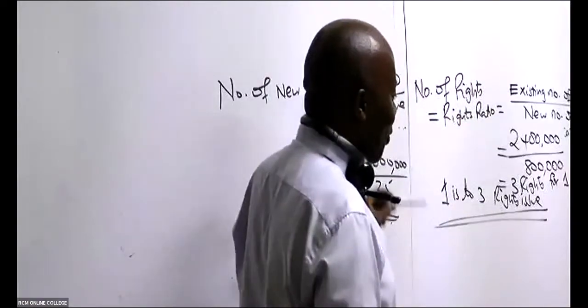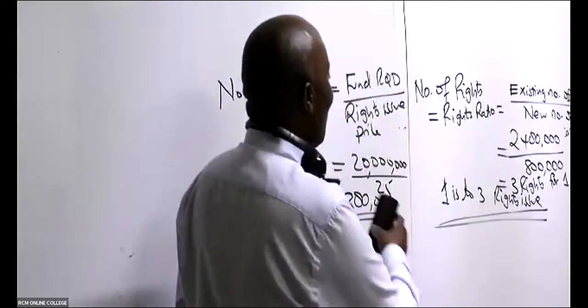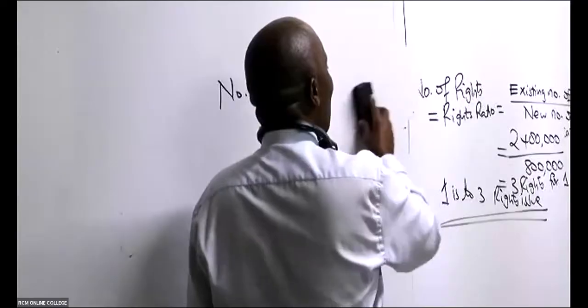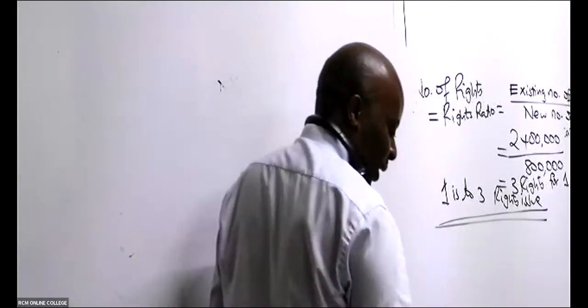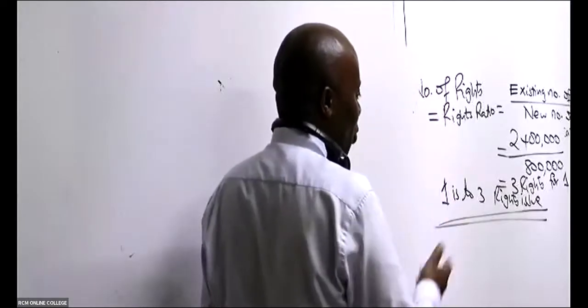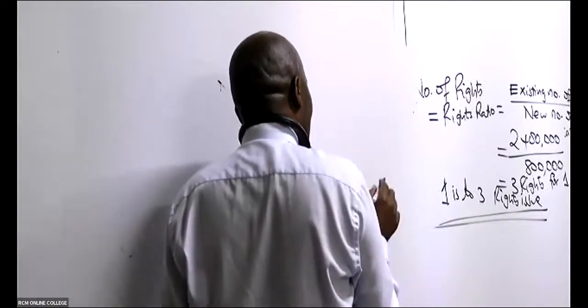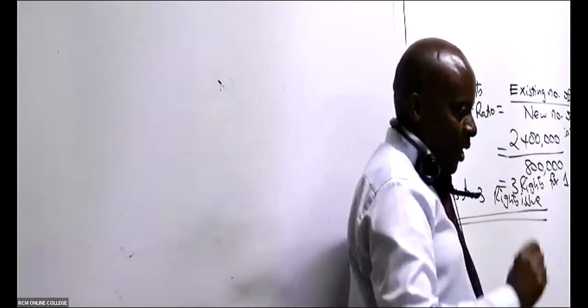1 new share for 3 old, isn't it? Yes. It can never be the other way around. The farm will die. You can't have 1 old share and then you are given 3 new. So whenever you see this 1 to 3, it means that for every 3 old shares you have, you get 1 new share.